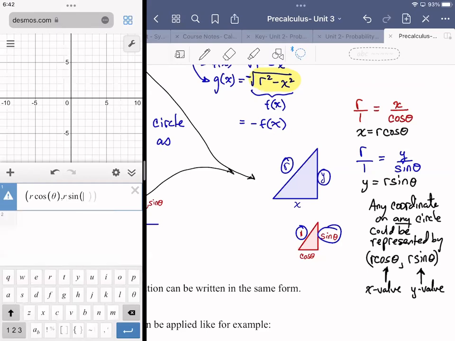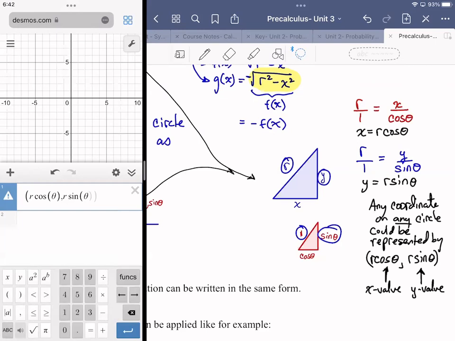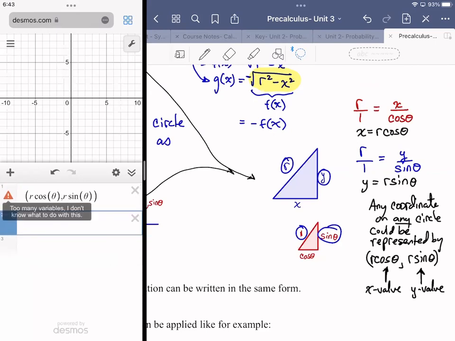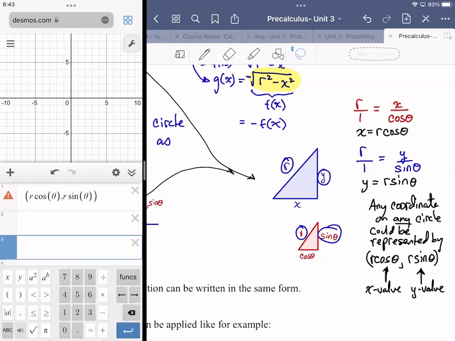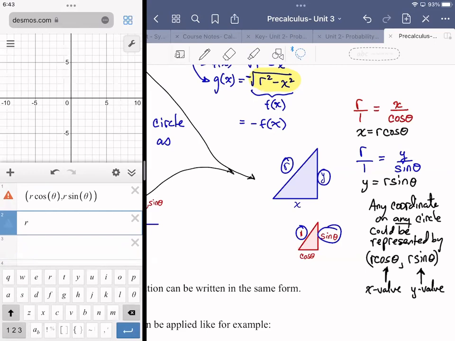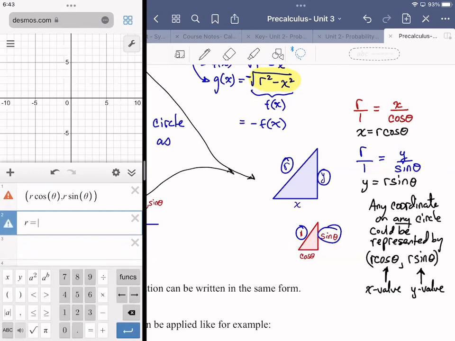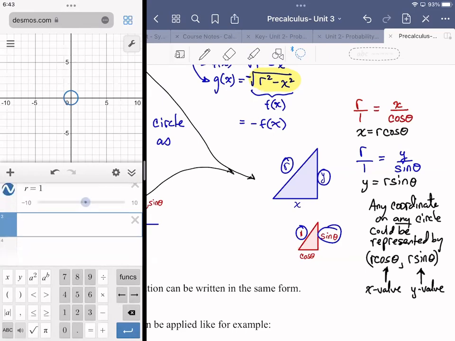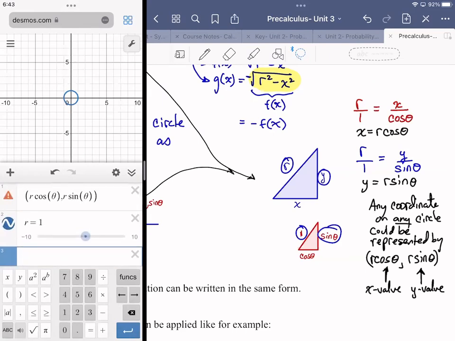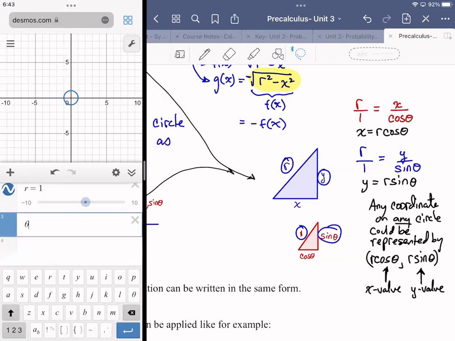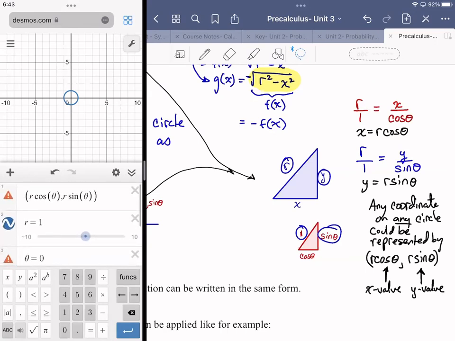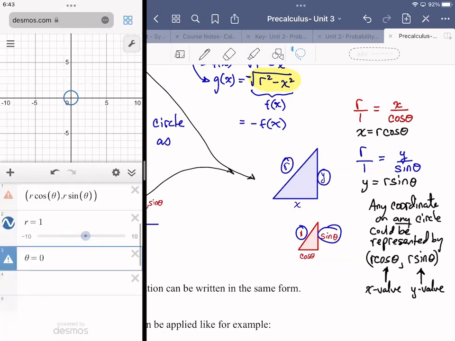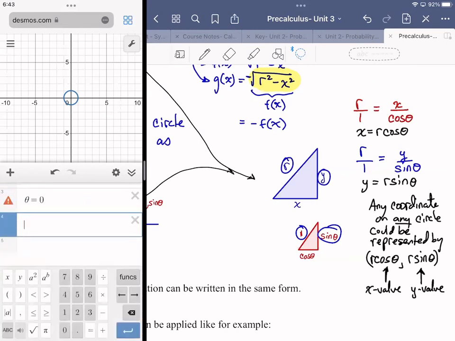So you could just pop it in like that. It'll give you the error because it says too many variables. And that's because we haven't defined anything yet. But if I tell you that r is equal to 1, now we have something going on. And if I tell you that theta is equal to, we'll say, I don't know, 0. Oh, it's not liking my theta is equal to 0, huh? Oh, okay.